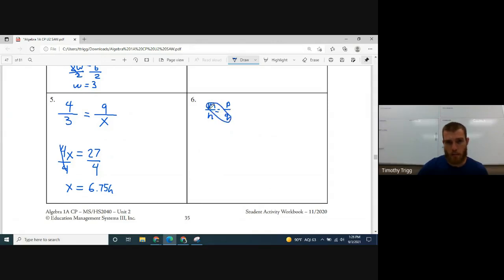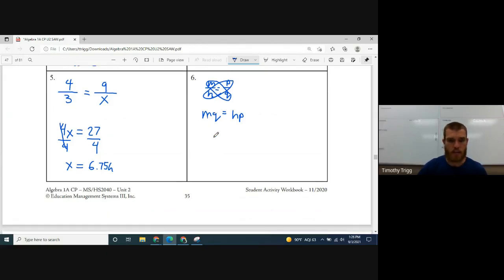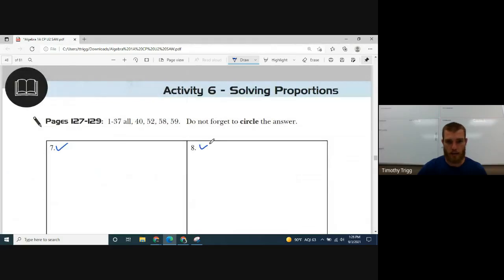So m times q is mq. And so the cross product would be h times p, which is hp. Whenever you're multiplying 2 variables, you can just put them next to each other like that. And that means they're multiplied. You can just put this answer for 6, 7, and 8. So just copy that same thing for 6, 7, and 8. That's fine. Don't worry about the extremes or the means.